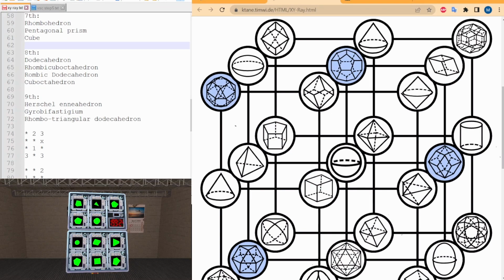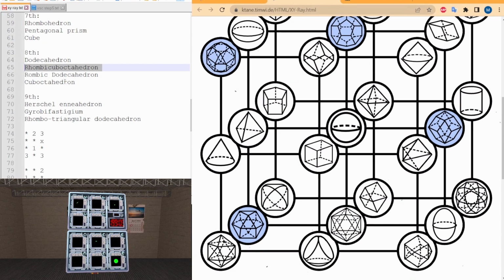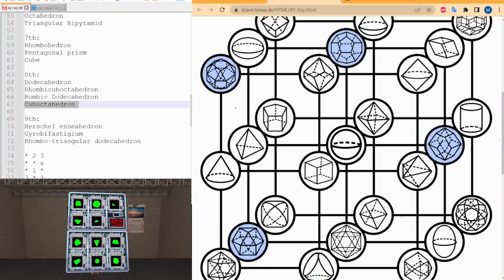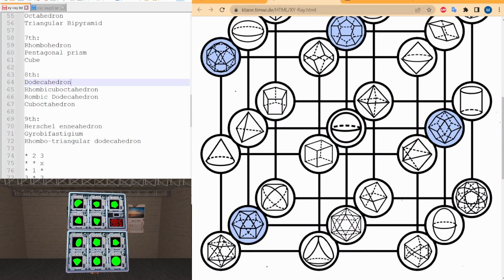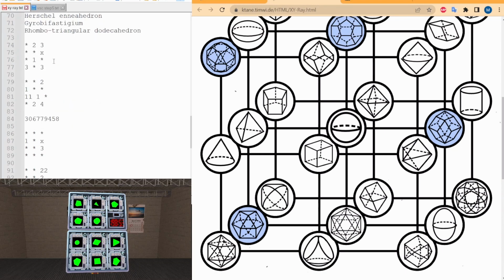Welcome back. Now we're going to take a look at the 8th group, which consists of Dodecahedron, this one, Rhombicuboctahedron, this one, Rhombic Dodecahedron, this one, and Cuboctahedron, this one. So, starting with the simplest one, Dodecahedron, this one.